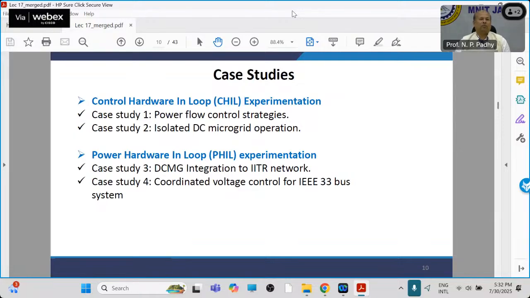And then coordinated voltage control of the IEEE 33 bus system that we discussed in the past, where we have taken a 33 bus system, connected a DC microgrid, connected an OLTC, connected a STATCOM, and connected a DFIG.